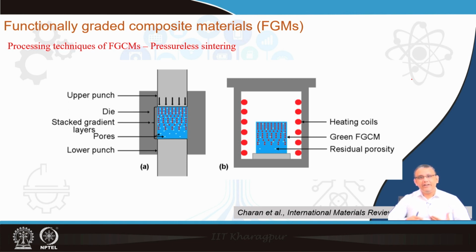But one drawback of this process is that because of no applied pressure, we tend to go to much higher temperatures. Still, it is more economical, because if we want a combination of both high temperature and pressure, as in vacuum hot pressing or spark plasma sintering, the process cost becomes much higher.